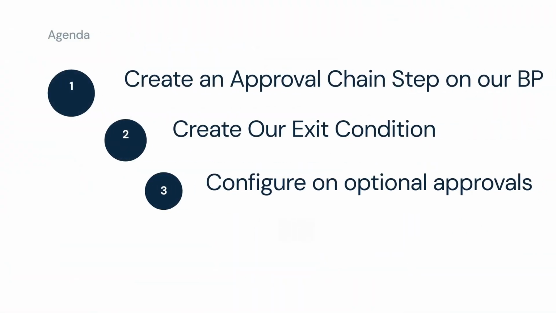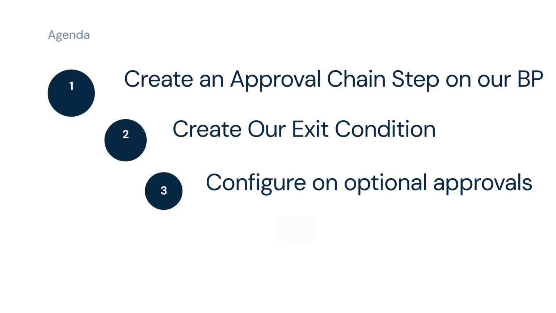Today, we will be creating a step on your business process that routes to a certain level of approver. For example, for SOX compliance, some companies require at least 2 levels of approvals for any compensation-related changes. We will explore how you can configure this on a business process in the 3 steps listed here.